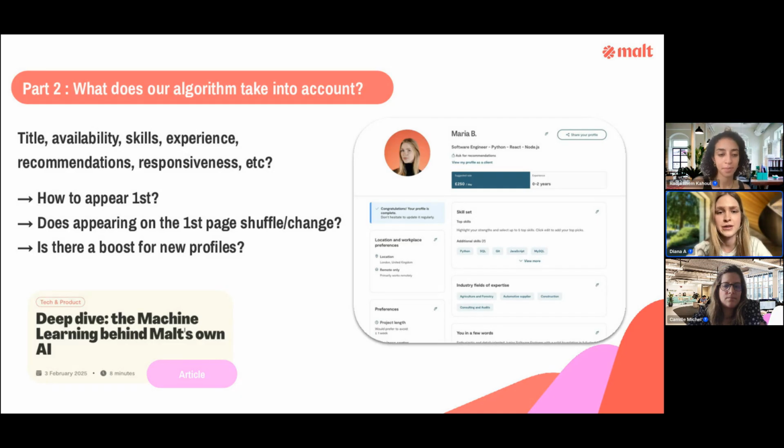We have a very good article on profile optimization, which is a deep dive into the machine learning behind Malt's own AI. I'm going to send the link to the chat now. Have a read in your own time. It has a lot of great tips on this. And we also have a lot of great resources available on our help center. So please, as I said before, do not hesitate to use them. If anything changes, we will always make sure to update all of our freelancer communities just to make sure that they are in line with all of the latest updates that we have.